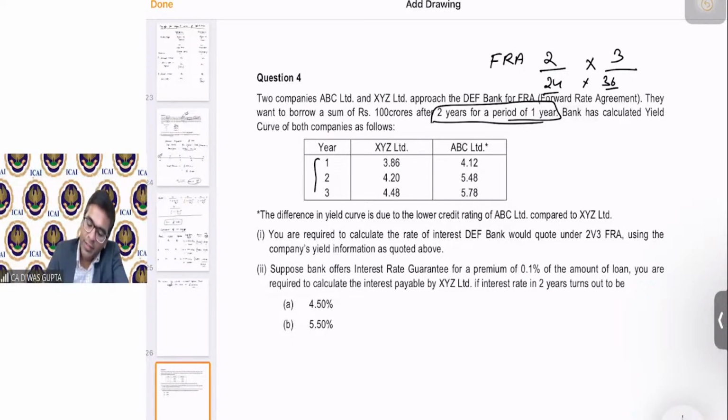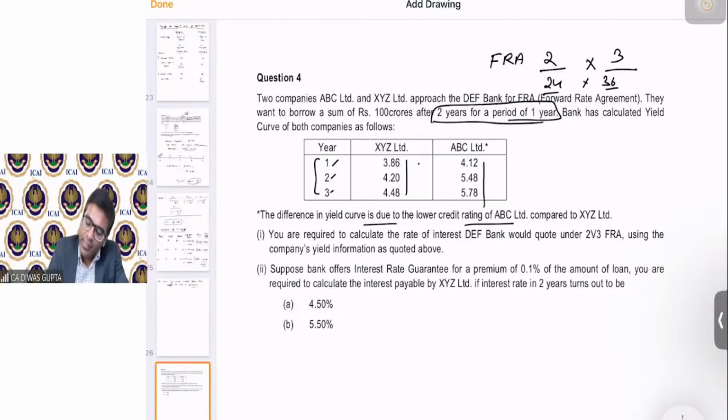And they have given us the yield curve for years 1, 2, and 3. These are the interest rates for these two different companies, XYZ and ABC Limited. Now, the difference in the yield curve is due to the lower credit rating of ABC. If the credit rating is lower, that means risk is high. If the risk is high, the interest rate will also be higher. Correct?